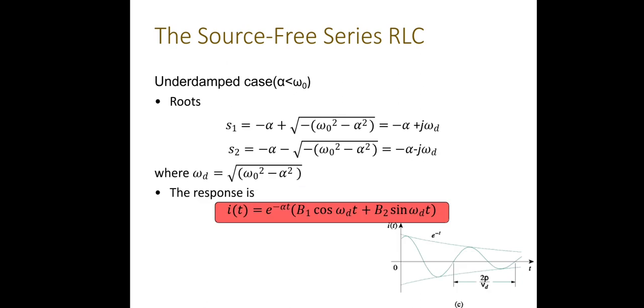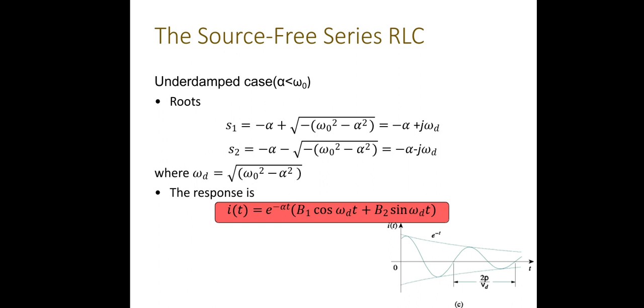And the third case is the underdamped condition, where alpha is less than omega naught. Then the roots are complex conjugates. Generally, S1 is minus alpha plus j omega d, and the S2 root is minus alpha minus j omega d, where omega d equals the square root of omega naught squared minus alpha squared. So damped oscillations will be produced.